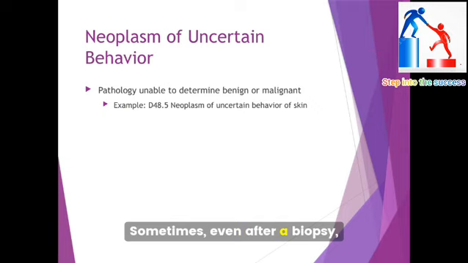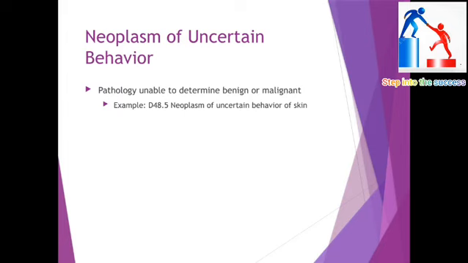Sometimes, even after a biopsy, the pathologist cannot definitively say whether a tumor is benign or malignant. In these cases, it is classified as a neoplasm of uncertain behavior. This is a specific clinical determination. An example of this would be code D48.5, used when the behavior of a skin neoplasm cannot be clearly established by the lab.